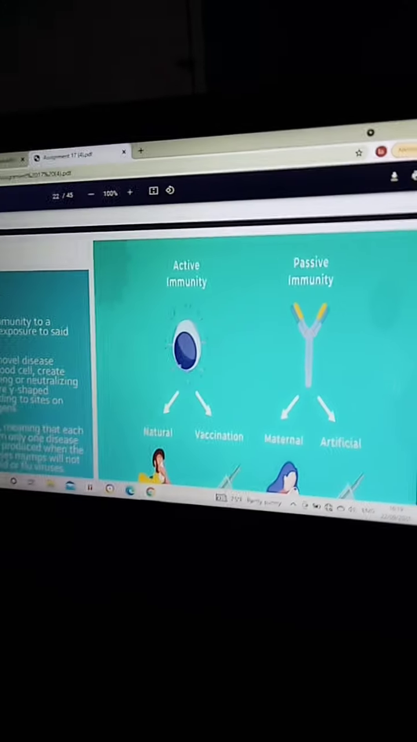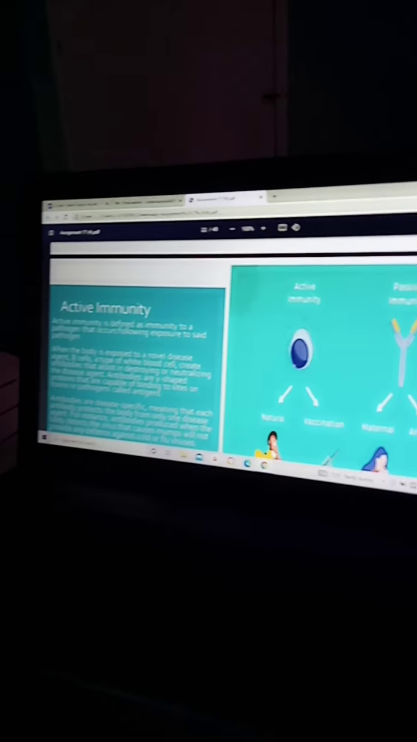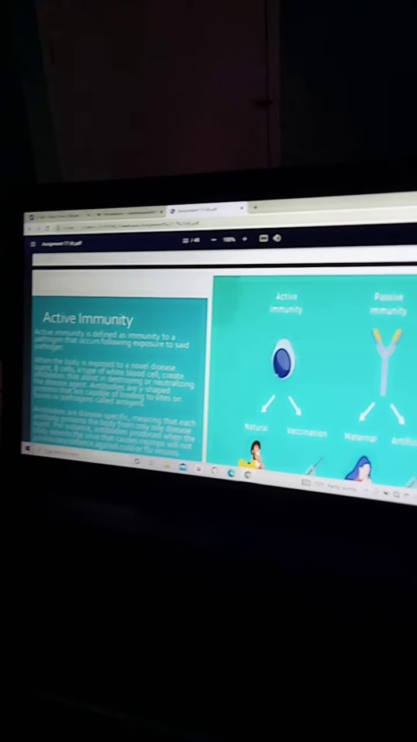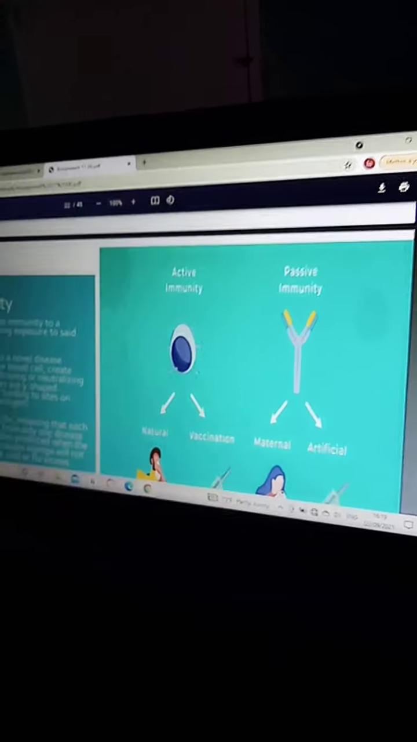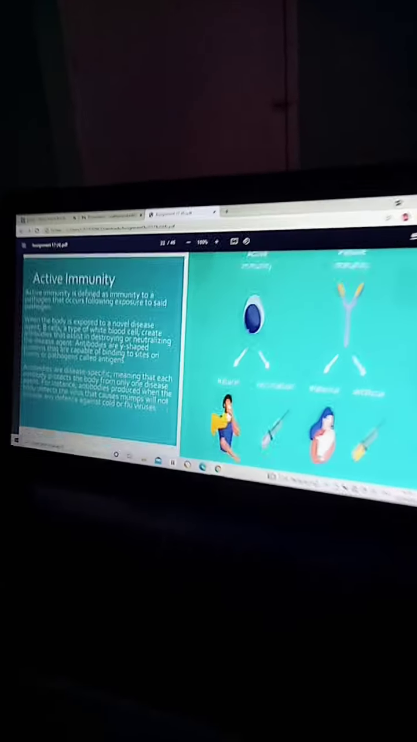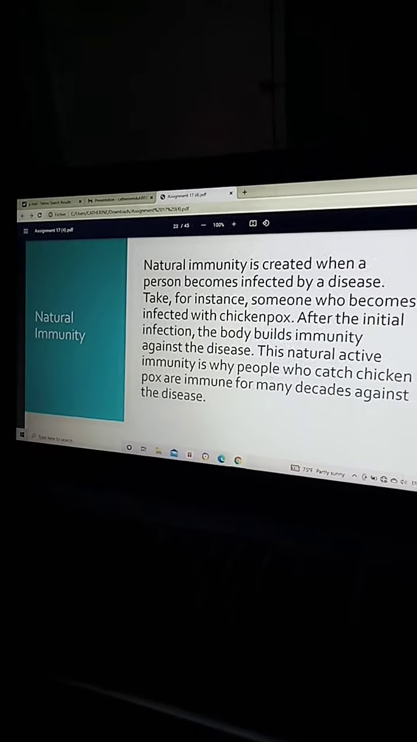Active immunity is defined as the immunity to a pathogen that occurs following exposure to said pathogen. Natural immunity is created when a person becomes infected by a disease. Take for instance someone who becomes infected with chickenpox. After the initial infection, the body builds immunity against the said disease.